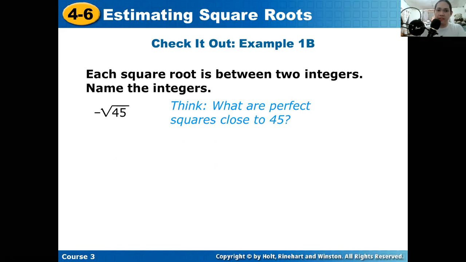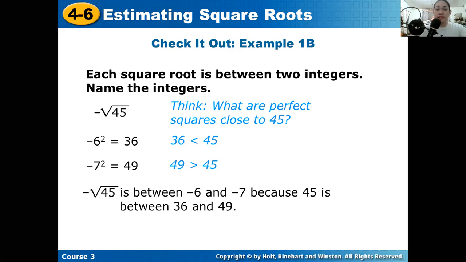Name the integers. So we have negative square root of 45. So think what are perfect squares close to 45. Yes, we have 36, since 36 is less than 45. And of course, we have 49, since 49 is greater than 45. Do not mind the negative for now. So we have 6 squared, which is equal to 36. Then we have 7 squared. That gives us 49. So 49 is greater than 45.